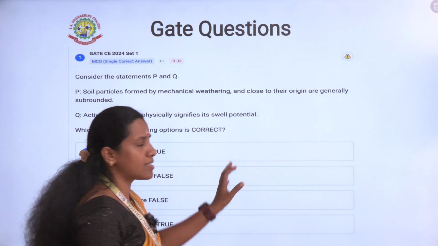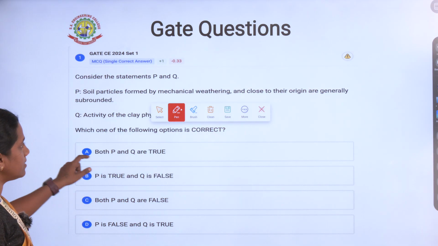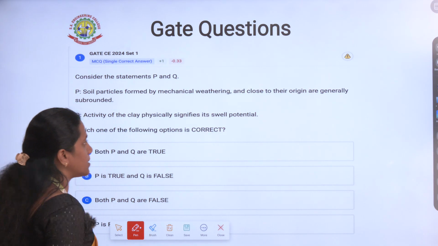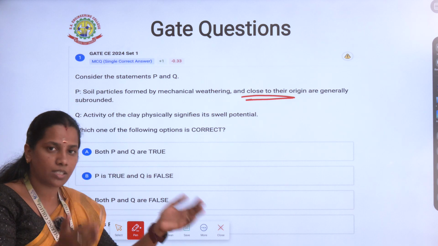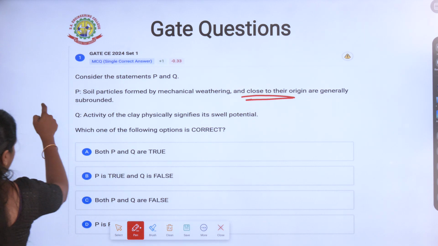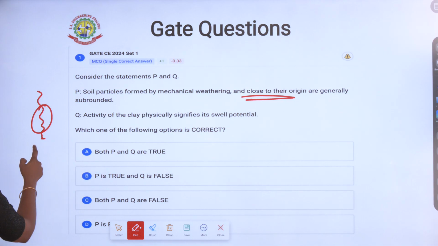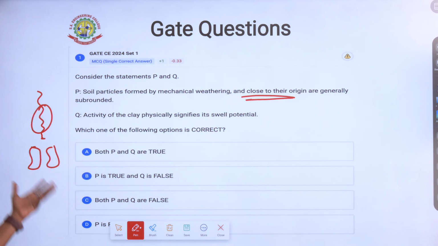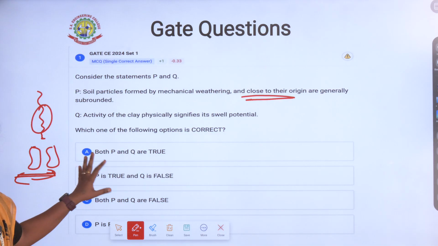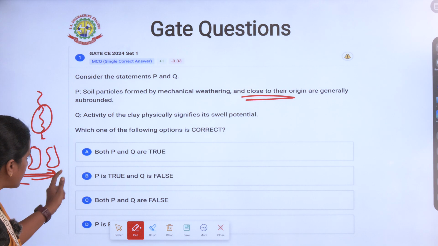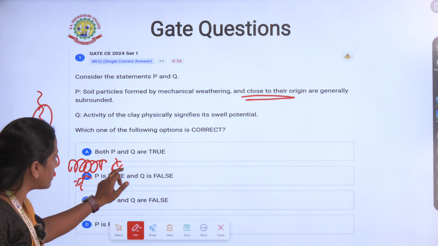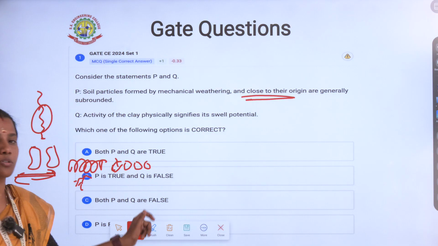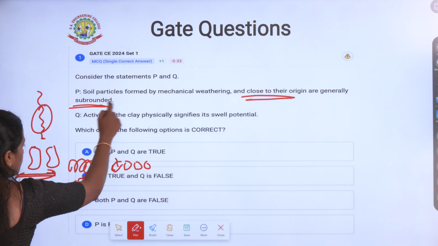Mechanical weathering, in the sense, means it is split into two halves, and they are close to their origin, which means they are residing at their parent rock itself. If my particle is bigger, due to physical weathering it is broken into two particles. It may be of any size or shape. If it remains in the same place, this shape won't be changing. If it transmits from one place to another, then it will change in an order, going from this part to this part. Then only can it change its shape. So the first statement won't be a subrounded particle.